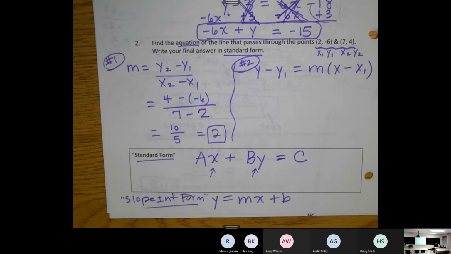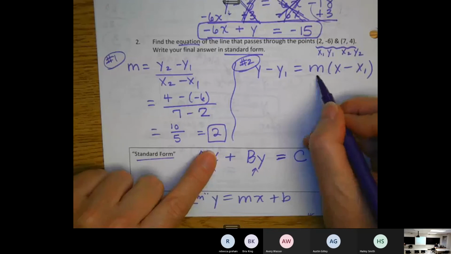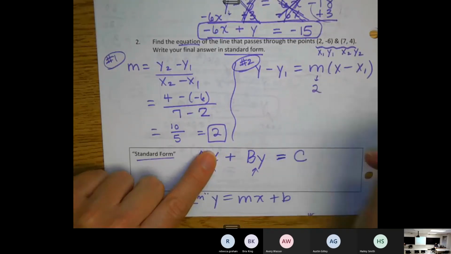Anything we can help out with there? So from here, it's going to be like the previous problem. Now, let's put the place of the m.